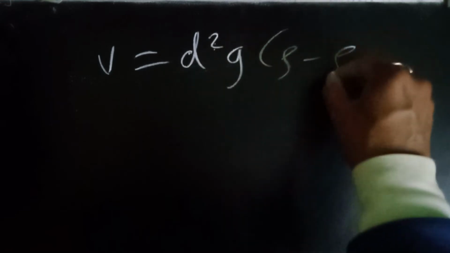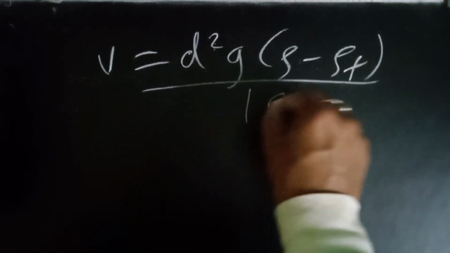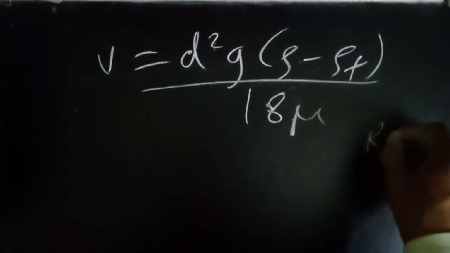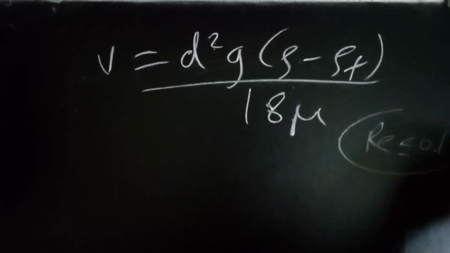So in the Stokes law, it is for the settling. For settling, we have first the Stokes law. Stokes law formula is V is d square g (rho minus rho f), this is rho of particle, rho of fluid, divided by 18 mu. And this is for the Reynolds number when Reynolds number is less than or equal to 0.1.